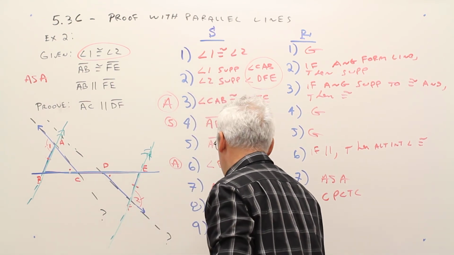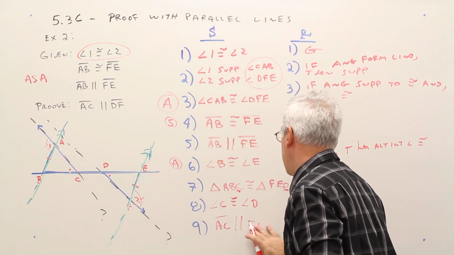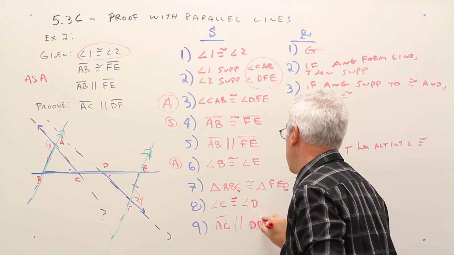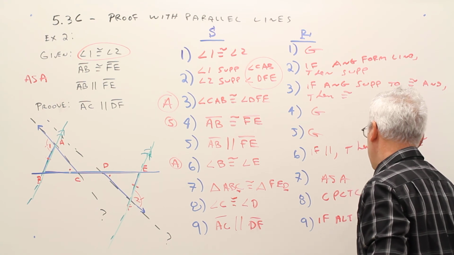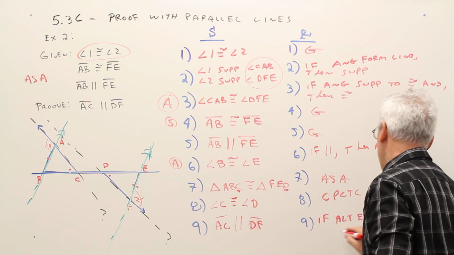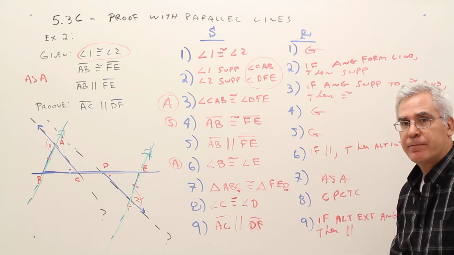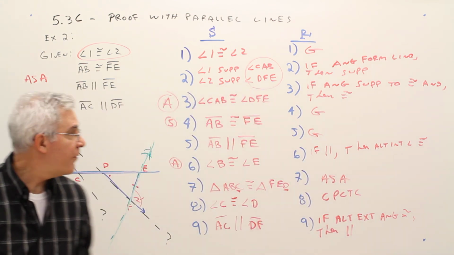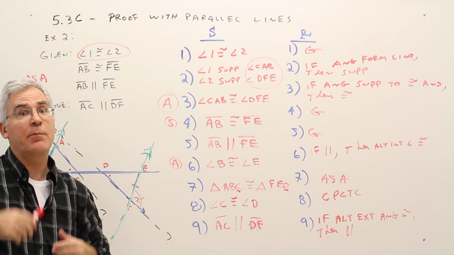So AC is parallel to DF if alternate exterior angles congruent, then lines are parallel. So there you have it. How to do a proof involving parallel lines, really going in both directions.